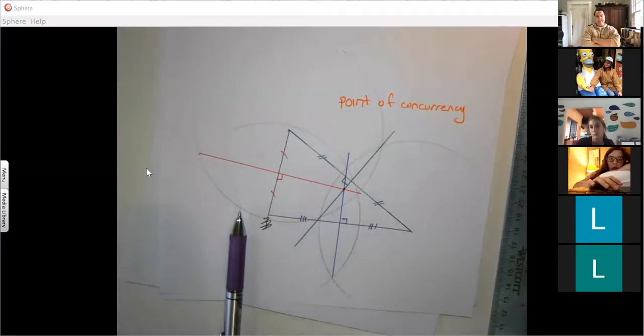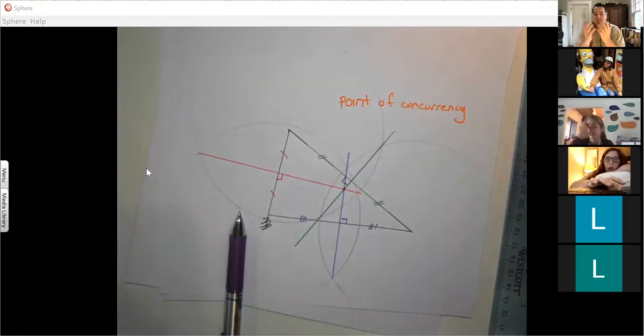Now, is that relevant? Is that interesting? I don't know. What if I told you this was the center of this triangle? What would be your response? Does that look like the center to you? It doesn't look like the center. It doesn't look like the center, does it? How many of you would agree? Give me a hand up. It does not look like the center of the triangle.